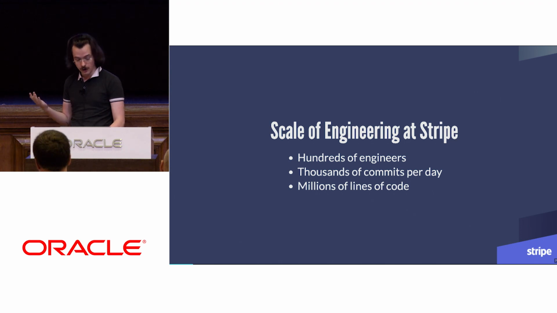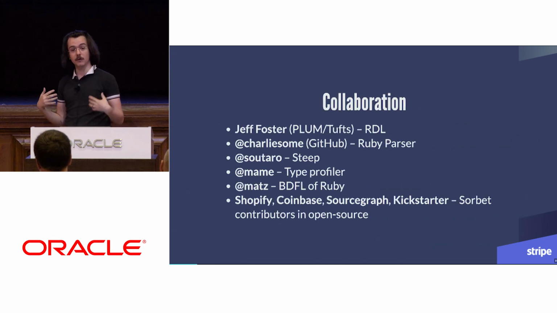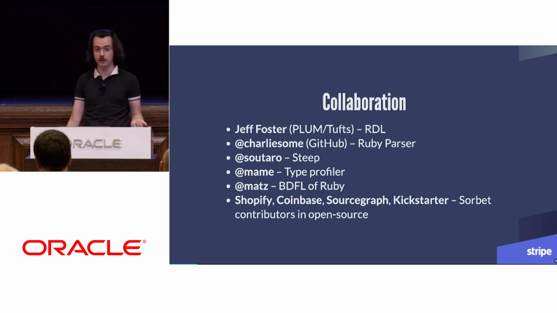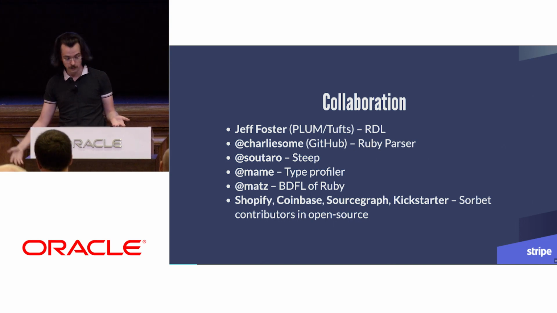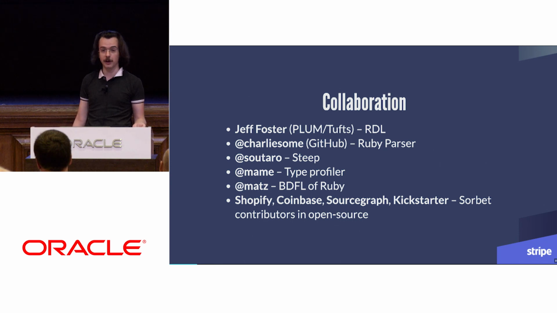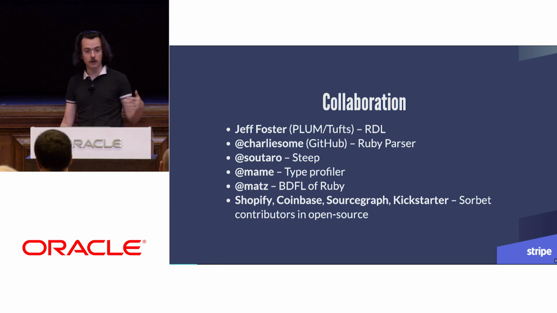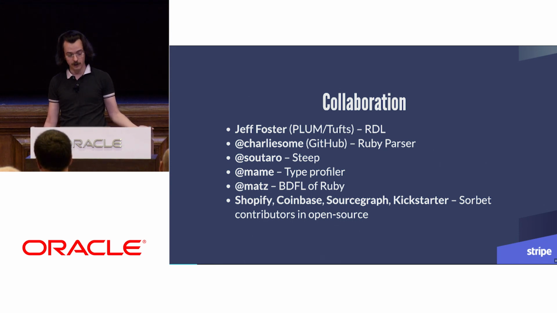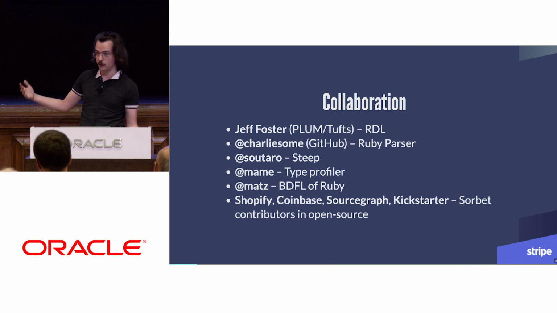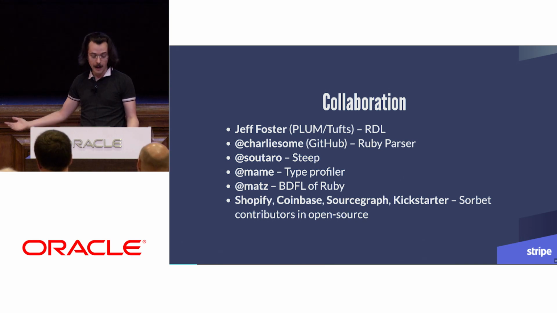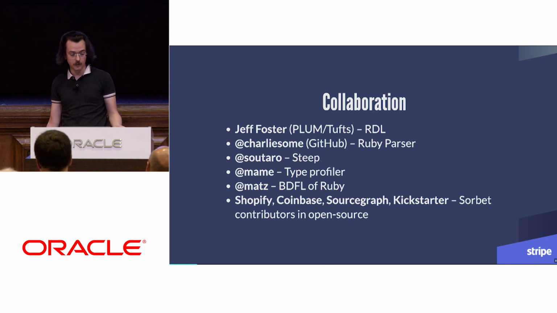To give some background, the work that I'm doing is no longer work done solely by Stripe. It's a result of collaboration with Jeff Foster, who did a lot of research in typing Ruby for the last decade or so. Charlie Somerville from GitHub wrote a Ruby parser that we're using. Sotaro Matsumoto worked on standardizing the type system syntax for Ruby. Mame-san is working on a type profiler which helps you gather the types for untyped Ruby. Matz is working with us, the creator of Ruby. And since we're open source, we have a lot of contributors from other companies who are happily using us.